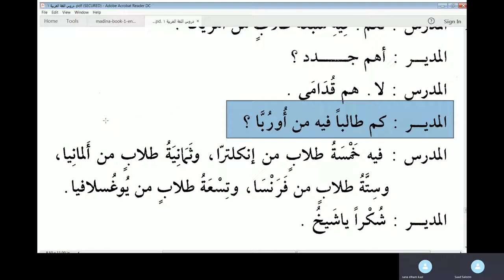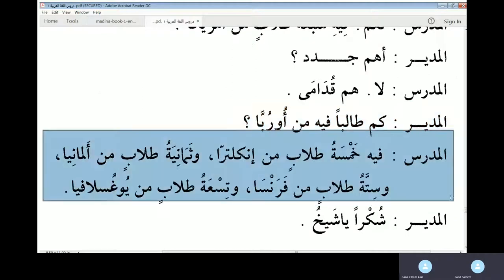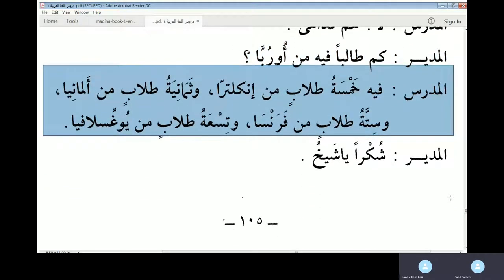min Europa? How many students are from Europe? Yes, how many students are there in it? Okay, in it from Europe, khamsatu tulabin min Inkaltira. In it are five from England. Wa samaniyatu tulabin min Almania. Min Almania. Okay.